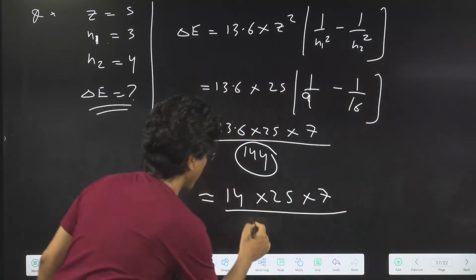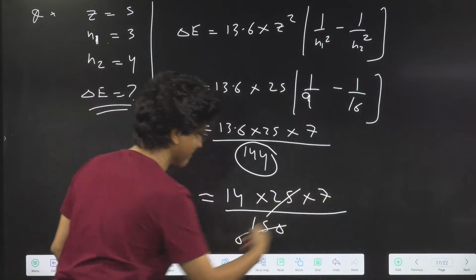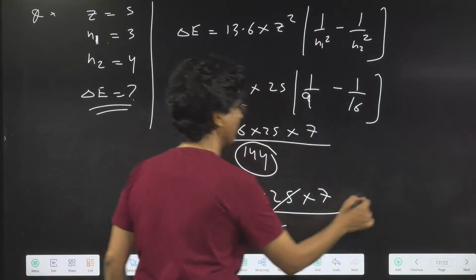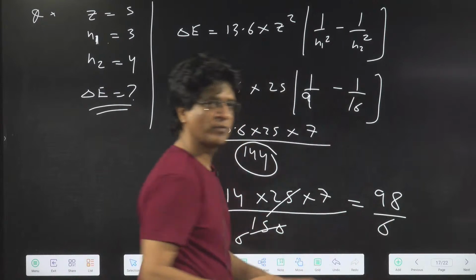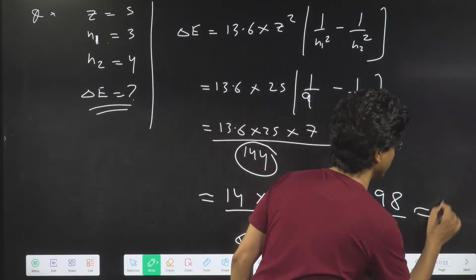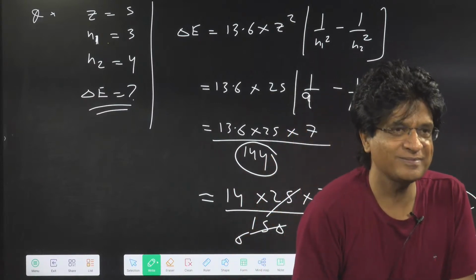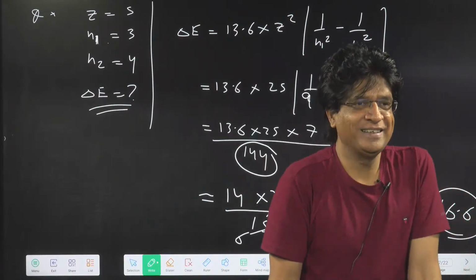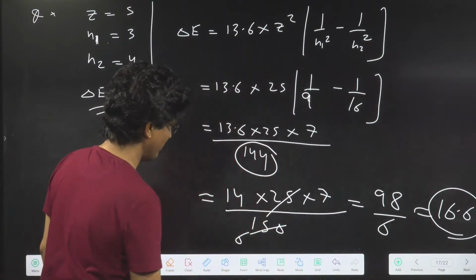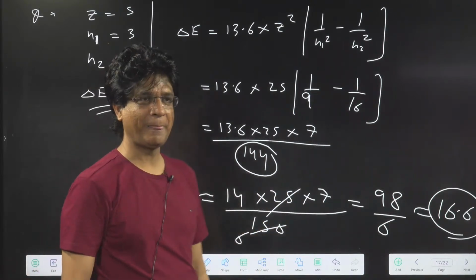But 150 will give me an edge of 6 times. And now don't approximate 7 and 6; leave them. And this will become 14 sevens are 98. And this is 6, so 16 sixes are 96. It will be approximately 16.6 or 16.5 kind of thing. Getting or not? 14 cancel. 7 into 14 is 98.